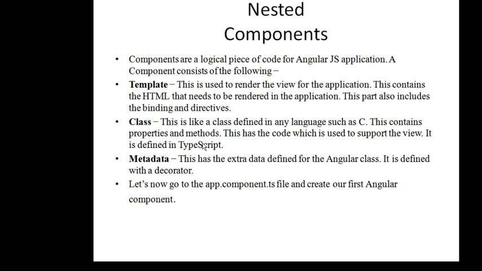Now next is the class. This is like a class defined in any language such as C. This contains properties and methods. This has the code which is used to support the views. It is defined in TypeScript. Metadata: metadata is nothing but data about data. This has the extra data defined for the Angular class. It is defined with a decorator. Let's now go to the app.component.ts file and create our first Angular component. That is finished here.